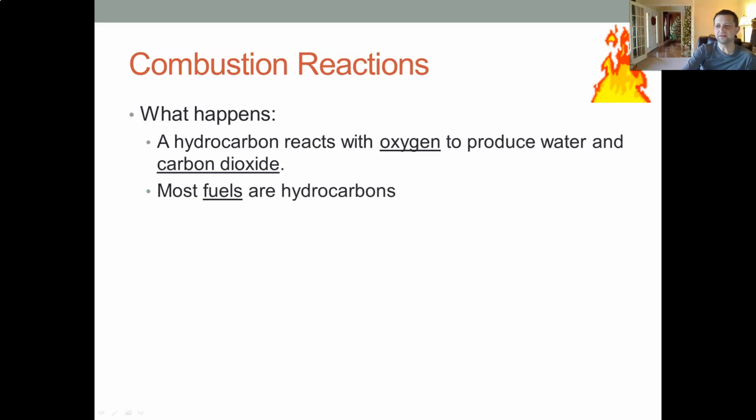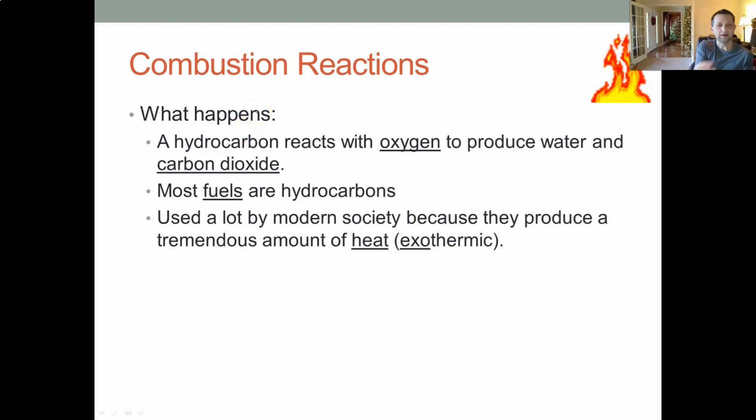This is a really easy reaction type to identify because you always start with a hydrocarbon. Believe it or not, a hydrocarbon contains two elements, hydrogen and carbon. So that's not too hard to identify there. And it's always going to produce the same two products, water and carbon dioxide, so H2O and CO2. Most fuels are hydrocarbons. That's why these reactions are so important.